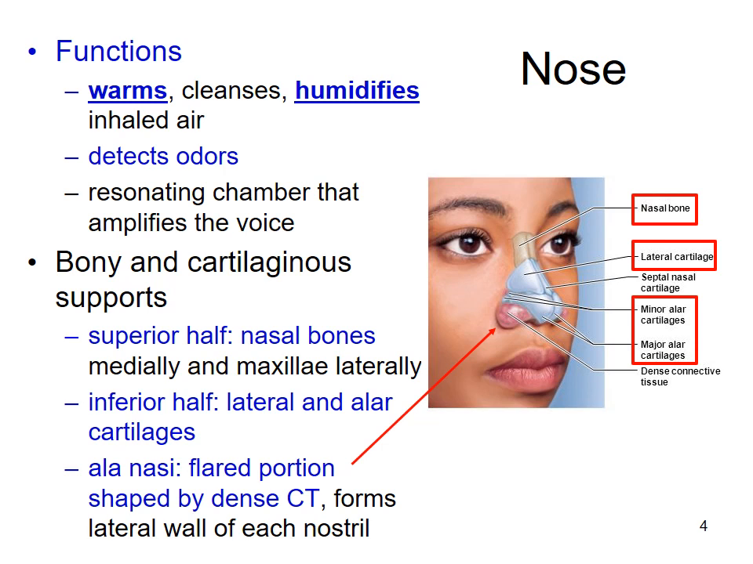The tip parts, the flared portion at the bottom, indicated by a pink color in our illustration, is going to be dense connective tissue, and that particular section is going to be called the ala nasi. Those are going to be the flared edges on each side of the nostril.